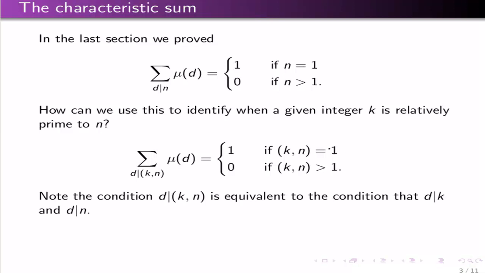And then you note the condition d dividing the GCD of k and n is equivalent to saying that d is a divisor of k and d is a divisor of n. Now, one direction there is trivial. Certainly if d is a divisor of the greatest common divisor, then it must be a divisor of k and n. And then there's a theorem we proved earlier that said that any common divisor of two numbers is in fact a divisor of the greatest common divisor. So these are equivalent conditions right here.